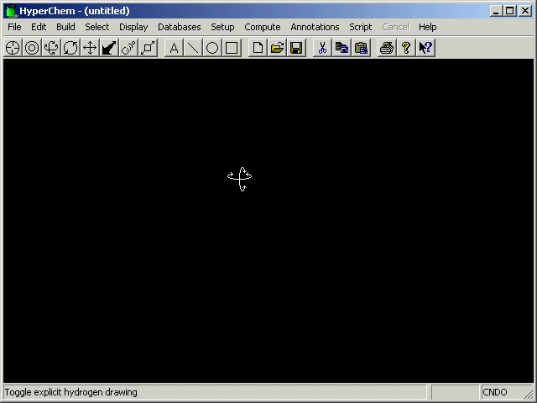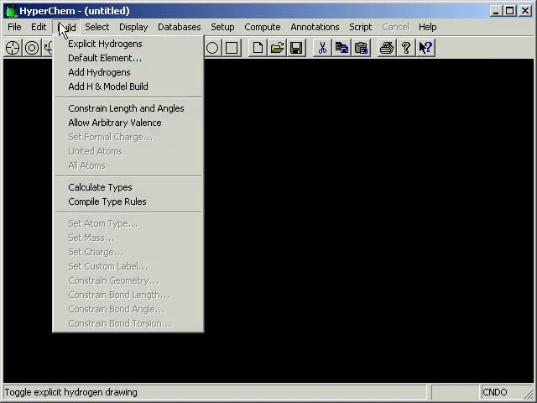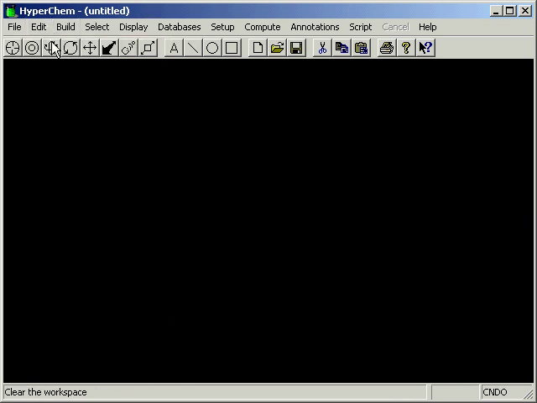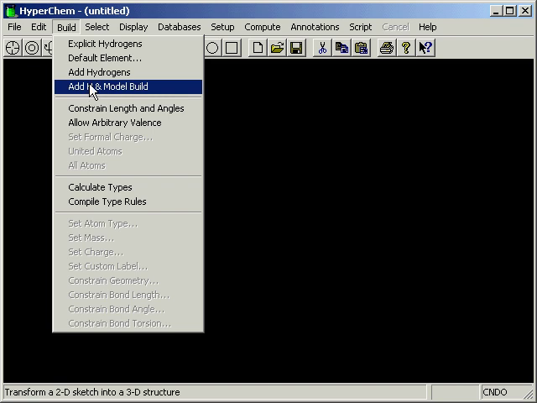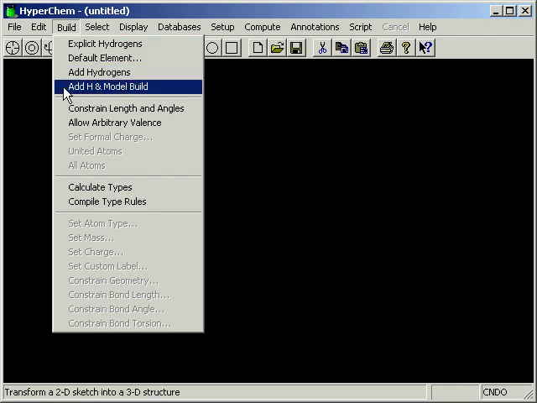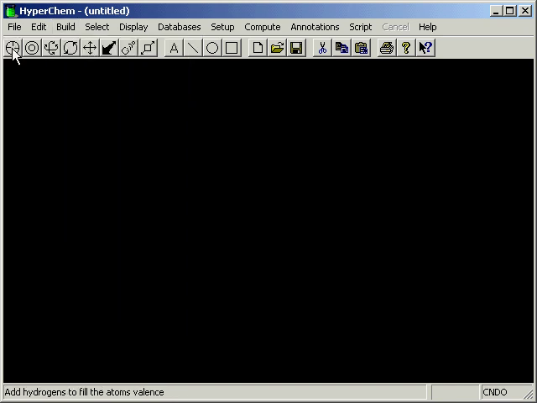This tutorial illustrates the use of formal charge and explicit hydrogens in model building. If we look at these menu items here, the normal thing is to not have explicit hydrogens checked, in which case this menu item reads "add hydrogens in model build," and that's the normal situation.